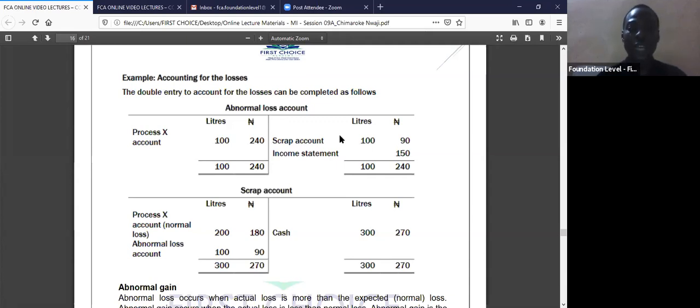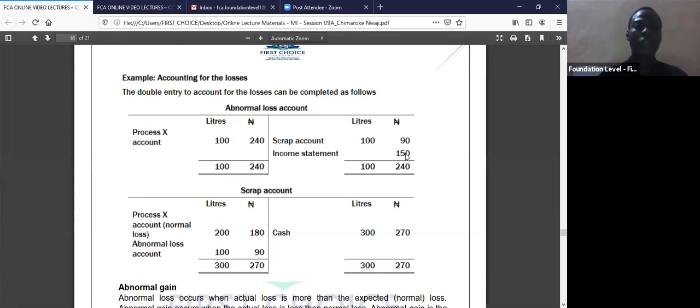But because you are selling them for scrap, you cannot sell them at the cost of good output. So you sold all of them for scrap. When you sold them for scrap, 90 naira as against 240, that means the remaining 150 is going to be written off in the income statement as a loss. It's going to be written off.